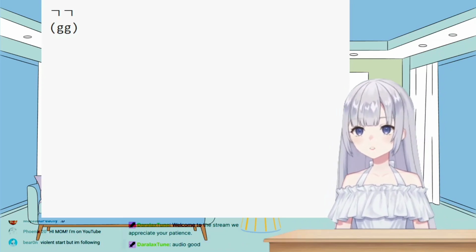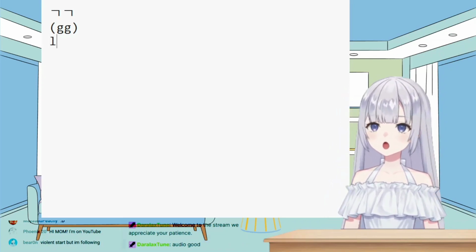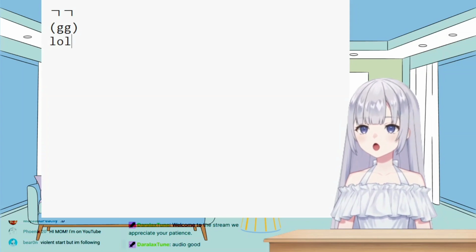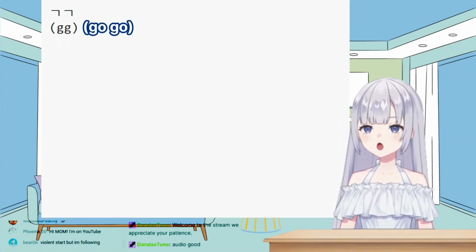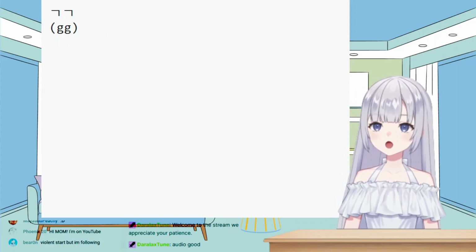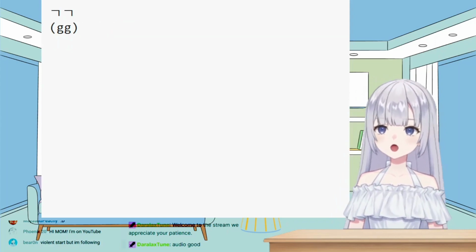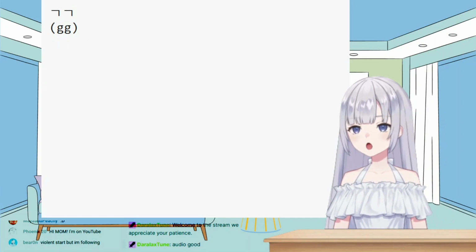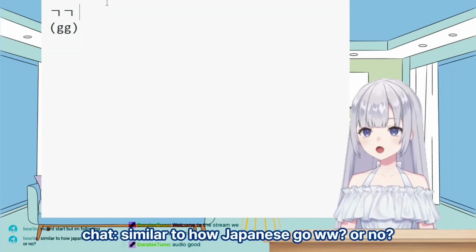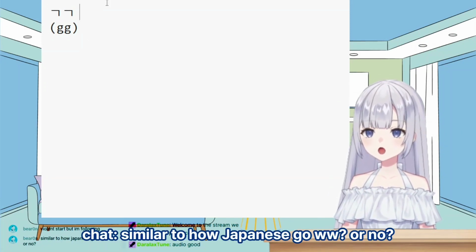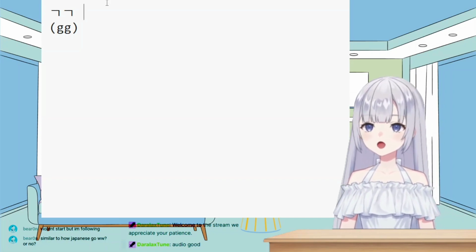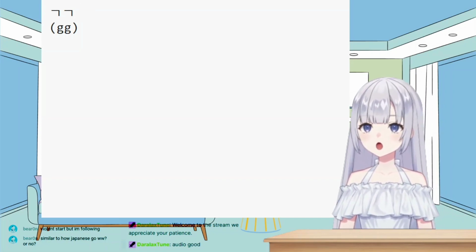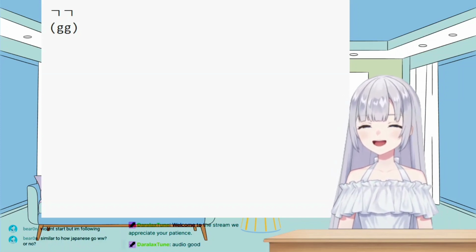It's usually read as gogo. It's like how this is LOL, or laugh out loud. This is gogo. It's just a G sound, but you can remember it as gogo. That's what it means on the internet when it's written like this. Similar to how Japanese people write WW. That's the idea, but instead of using English, it's still a Korean letter.